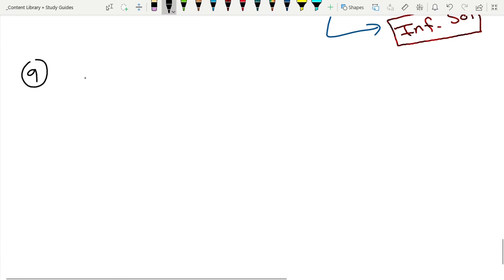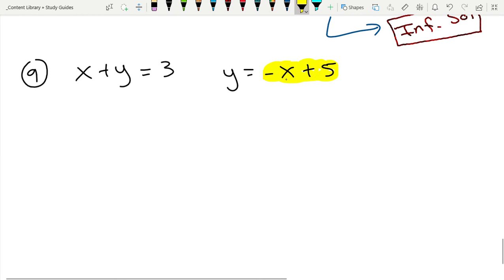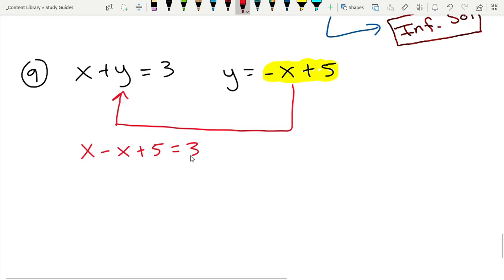Number 9, we have x plus y equals 3, and we have y equals negative x plus 5. Well, this time, we now don't have to do elimination, because they tell us what y equals. Y is a negative x plus 5. So I go to my first equation, I take this y out, and I put in what it really is, a negative x plus 5. So I have x minus x plus 5 is equal to 3.